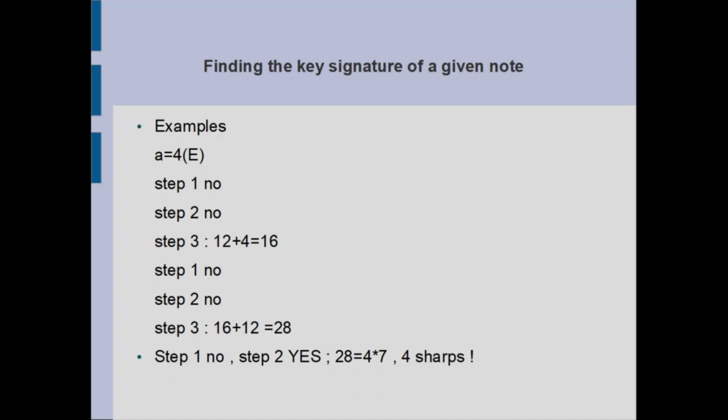Another example: A equals 4. Step 1, no, it's not a multiple of 5. Step 2, no, it's not a multiple of 7. Step 3, add 12 and go to step 1. Step 1, no, it's not a multiple of 5. Step 2, no, it's not a multiple of 7. Step 3, add 12, and then go to the first step. Step 1, no, it's not a multiple of 5. Step 2, yes, it is a multiple of 7, because 28 equals 4 times 7. And then we have 4 sharps in the key signature for E major.